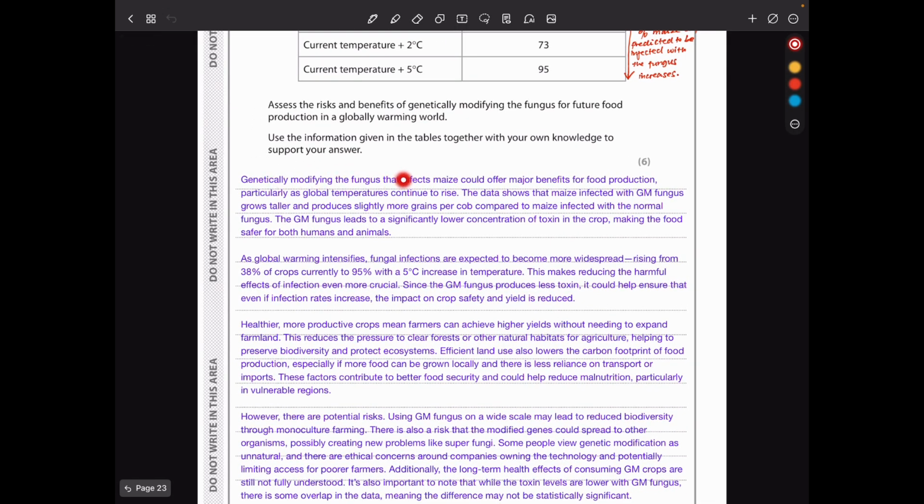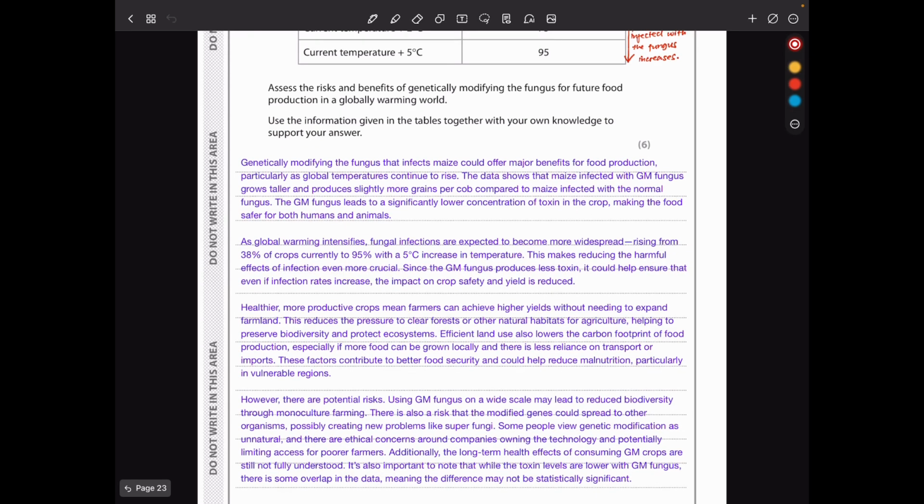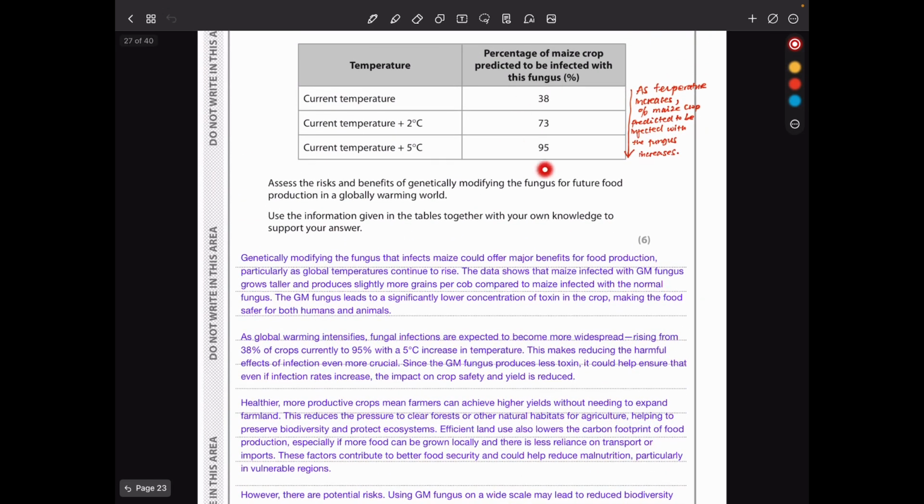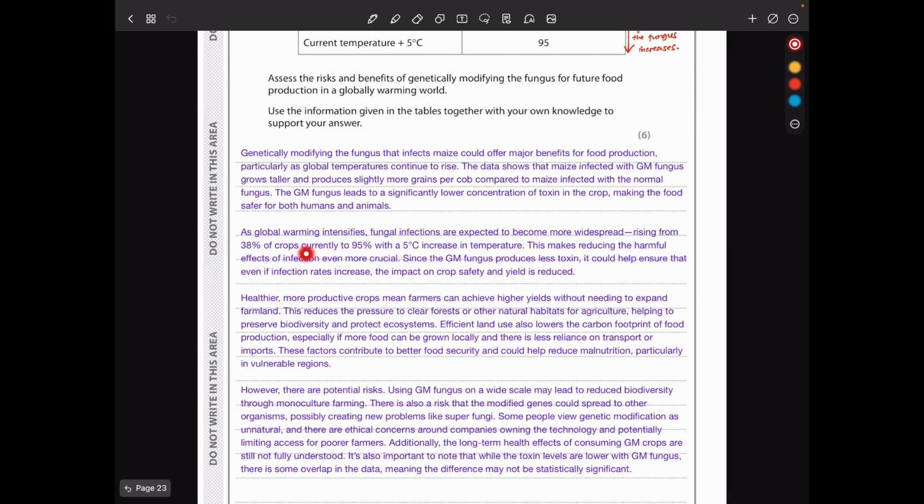I say genetically modifying the fungus that infects maize could offer major benefits for food production, particularly as global temperatures continue to rise. The data shows that maize infected with GM fungus grow taller and produce slightly more grains per cob compared to maize infected with a normal fungus. The GM fungus leads to a significantly lower concentration of toxin in the crop, making the food safer for both humans and animals. As global warming intensifies, fungal infections are expected to become more widespread, like we see from this table here, raising from 38% of the crop currently to 95% with 5-degree increase in temperature.